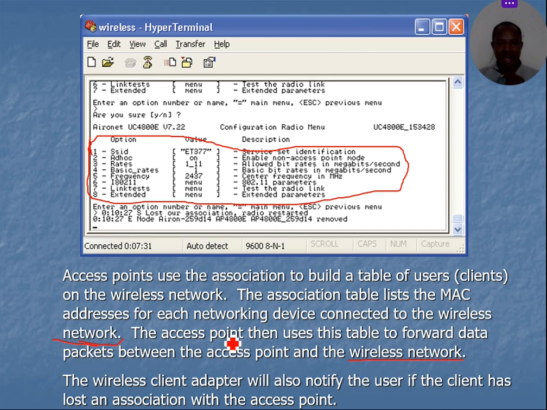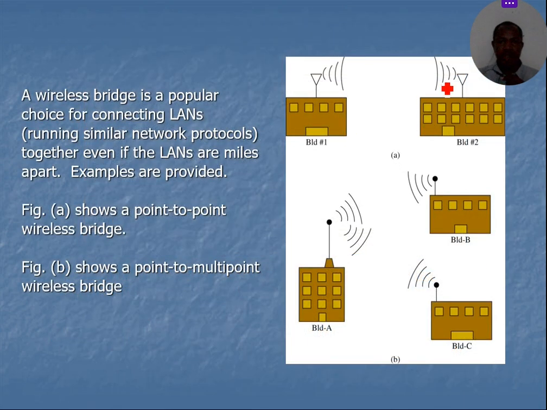Now the wireless client adapter will also notify the user if the client has lost an association with the access point. So if you lose association, maybe due to a network problem or whatever it is, if you lose the connection with the access point, you will be notified that you have lost your association with the access point. Is that okay? Now let's move on quickly. Now let's quickly take a look at the connections, how the data packet from one wireless is being linked to another set of wireless or another set of wired network.